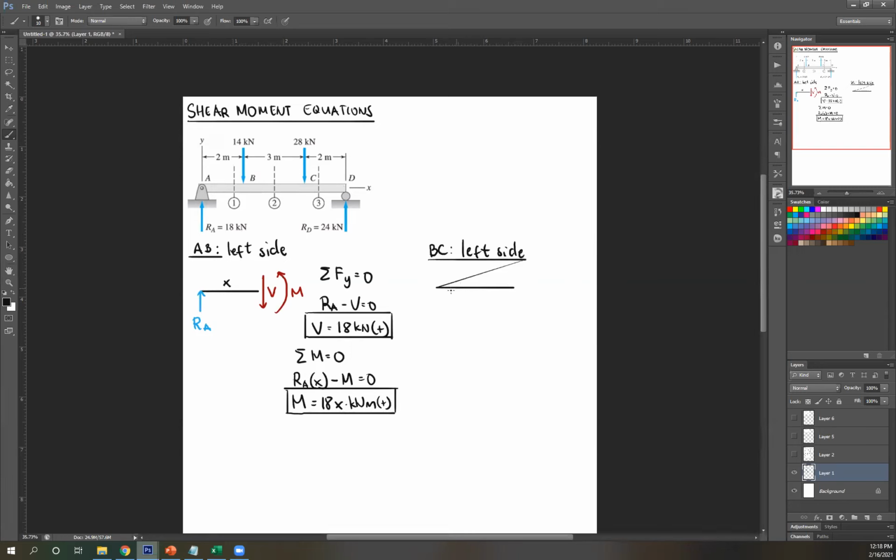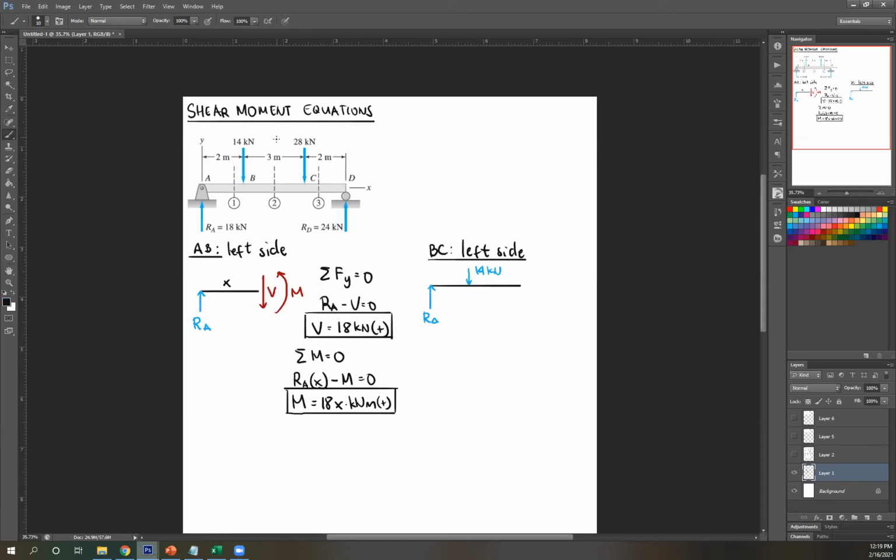So isolating left, this is again RA. And as you can see, there's an applied force here, 14 kilonewton. In case RA, RD are not given, you can just solve that using summation of forces vertical and summation of moment equals 0. Here it's given to eliminate that process.